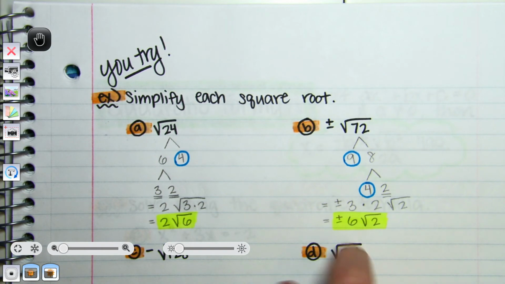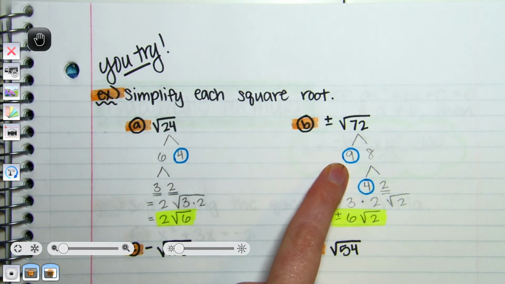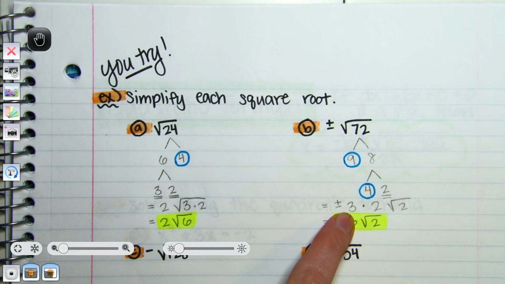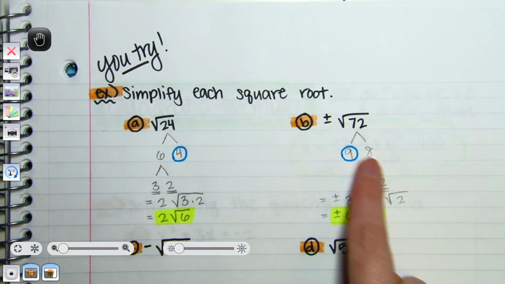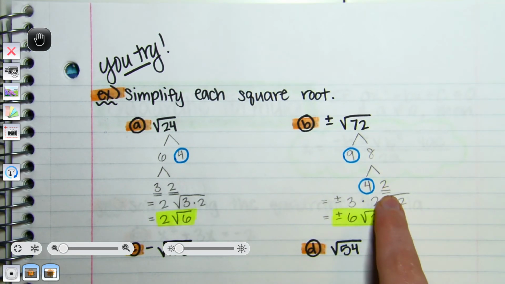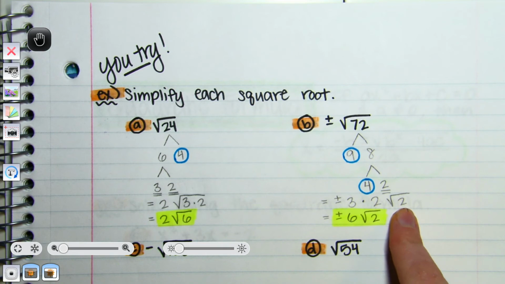And then for part B, 9 is a perfect square, so that gives you the 3. 4 is a perfect square, that gives you the 2. And then at the bottom of all my trees, the only thing I didn't use is this 2. So that's what stays stuck underneath the radical.